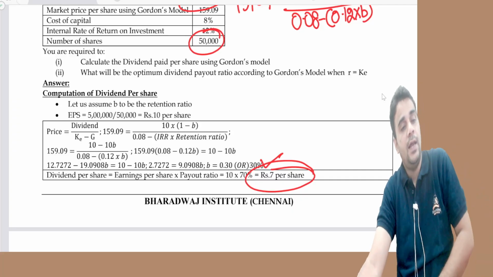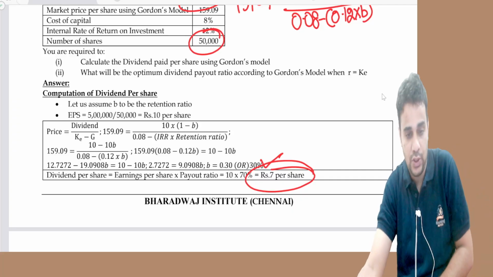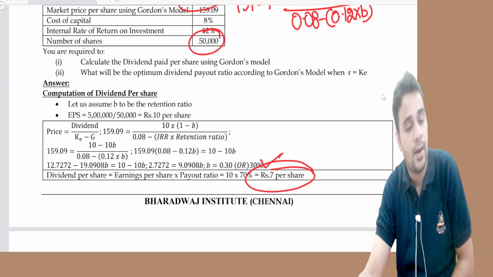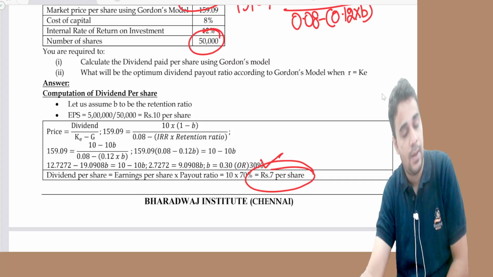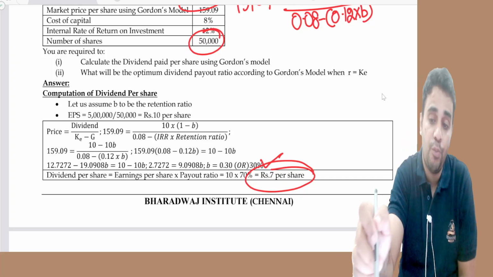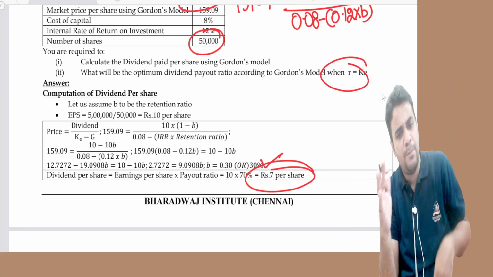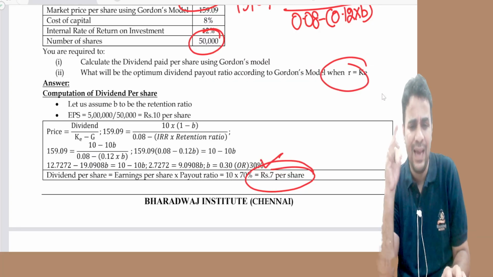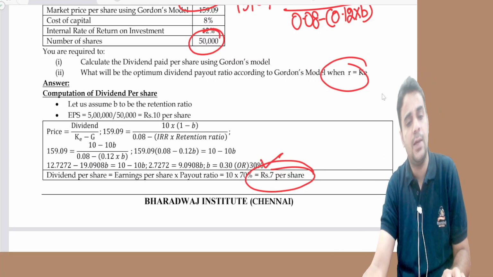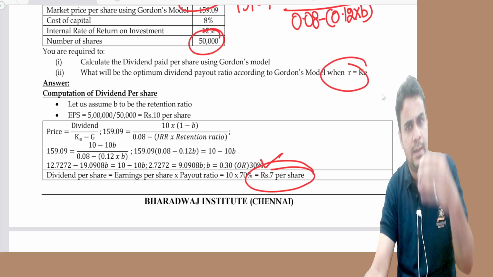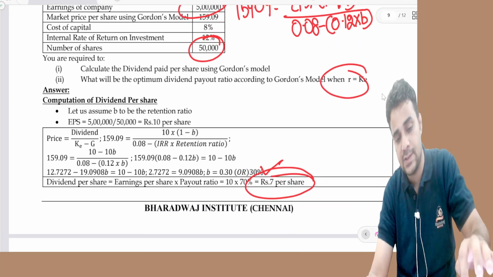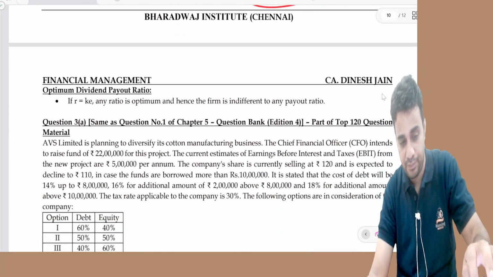Dividend is 10 into 1 minus retention ratio, which is technically the payout ratio, and the denominator is IRR into retention ratio. IRR is given in the question as 0.12. If both are equal, there is no optimum payout ratio, we are indifferent, and you can pay any amount of payout ratio. If R is equal to KE, you can pay 1%, 10%, 20%. We are indifferent as far as the second part is concerned.